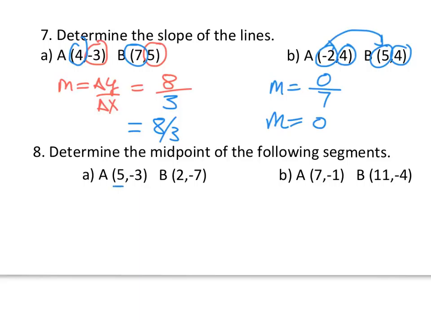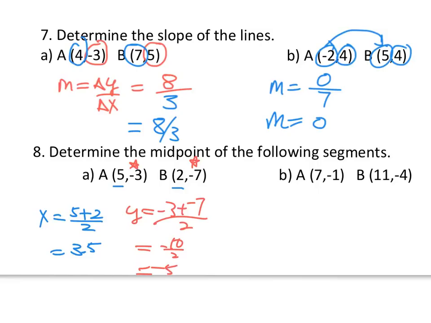For number 8, the midpoint is the middle point, which is the average of the coordinates. So the average of the x coordinates. So the x value will be 5 plus 2 divided by 2, and averaging that out, you get 3.5. The y value will be averaging the y coordinates. So that's negative 3 plus negative 7 divided by 2, which is negative 10 divided by 2, which is negative 5. So the midpoint is at 3.5 and negative 5. So point there, 3.5 and negative 5.